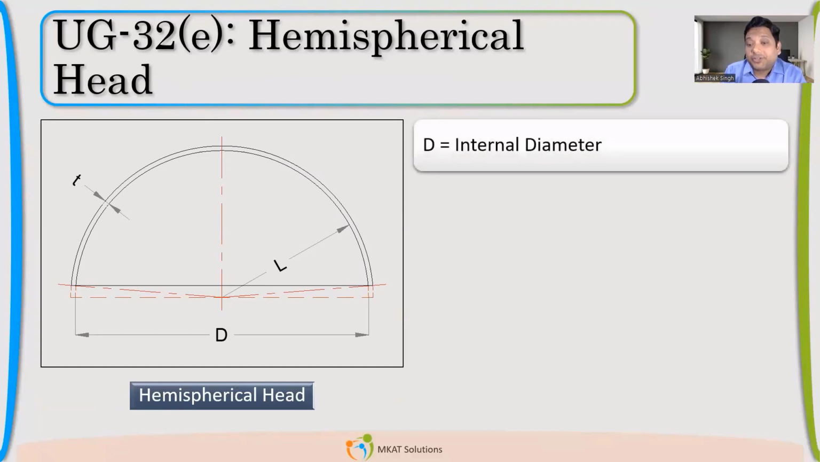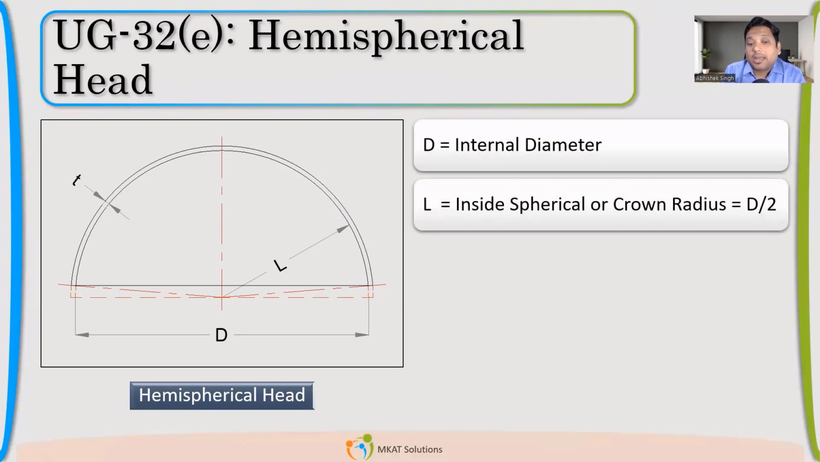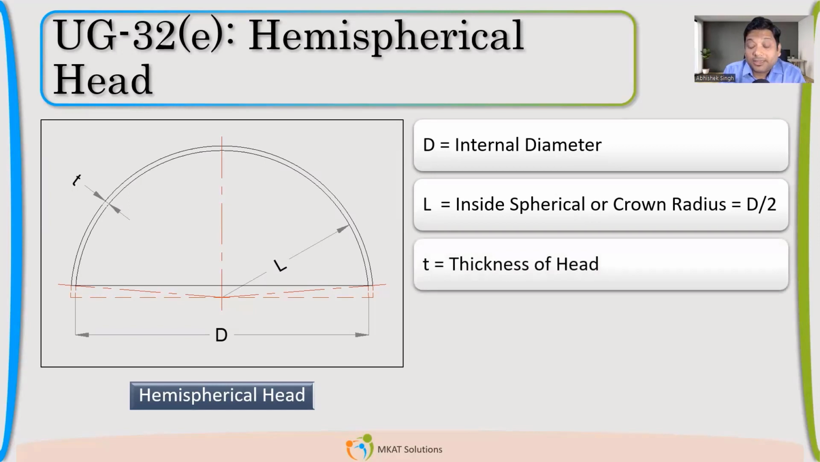D here is the internal diameter. L is the inside spherical or crown radius, as we call them in tori or 2:1, spherical or crown radius. In this case, it's very simple. It's just half of the diameter, right? T is the thickness of the head.